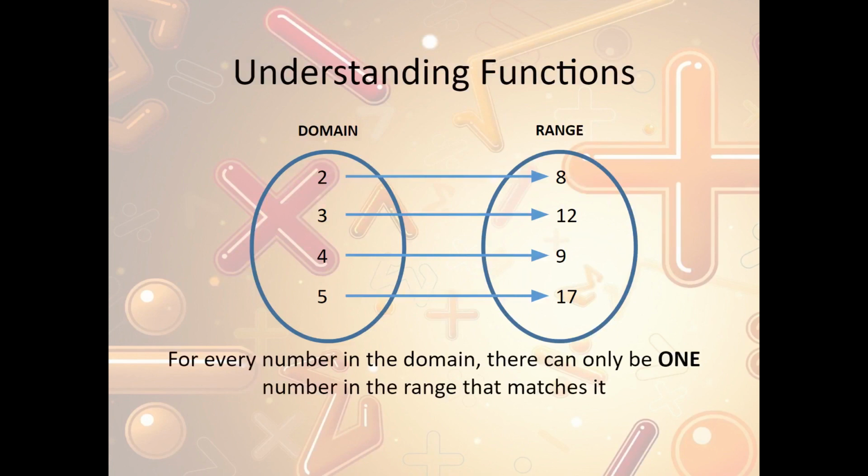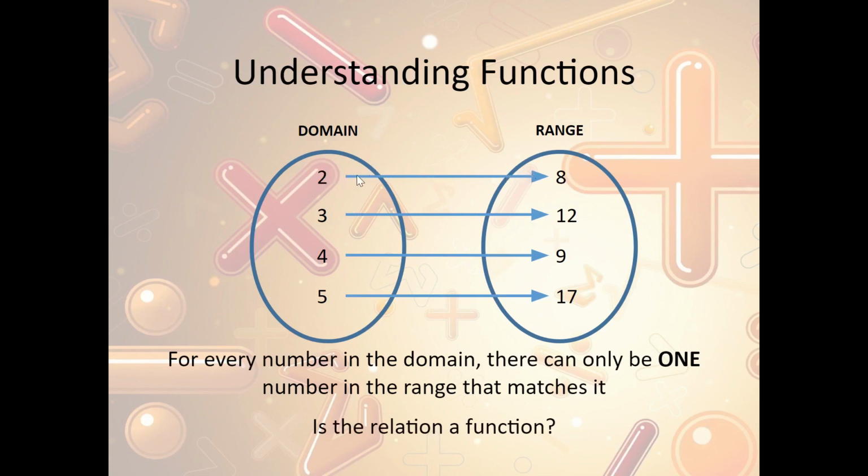Now, understanding functions. Notice here, we have a domain here, and we have a range here, and they're mapped to each other. So when x is 2, y is 8. When x is 3, y is 12. When x is 4, y is 9, etc. And the question is, is this a function? Remember, in order for it to be a function, there has to be one y for every x.